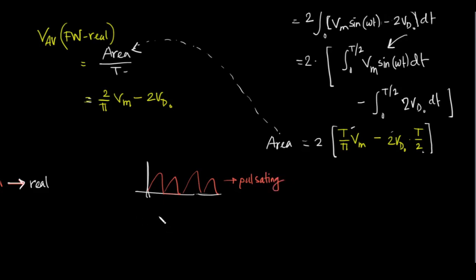A perfect DC signal looks like this. It will be a flat line, and it will not change with time. So we need some mechanism to convert this pulsating DC to a perfect DC or a flat DC. We have to have some mechanism to filter out this pulsating behavior. In the next few lectures we will see how to remove this pulsating behavior from the output of rectifiers.